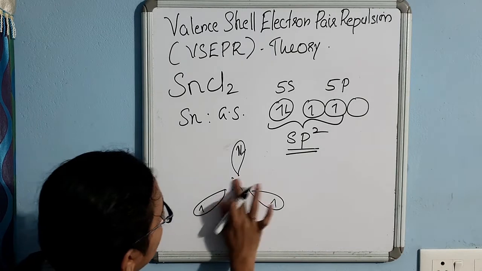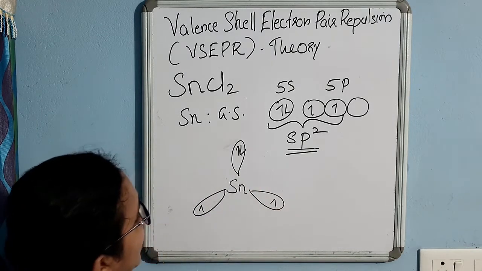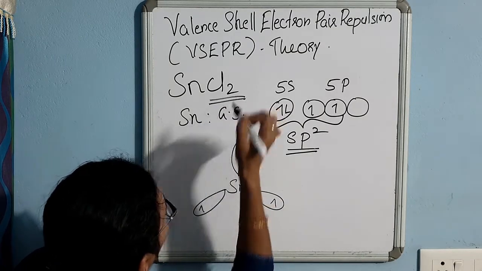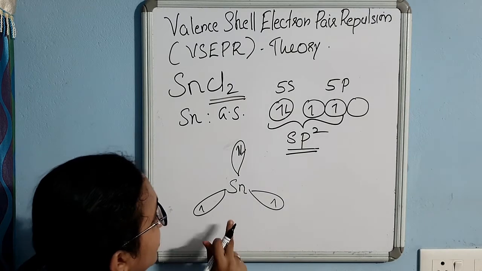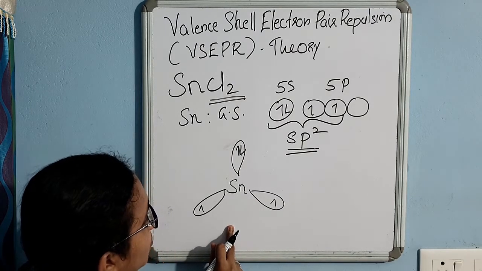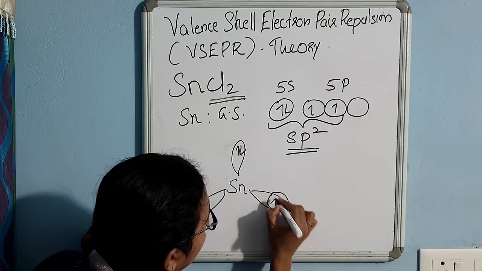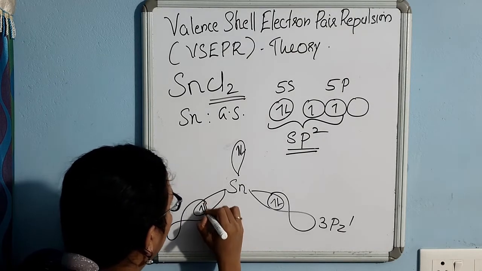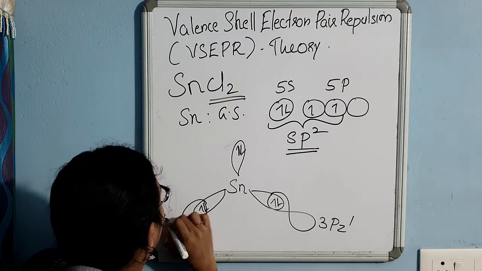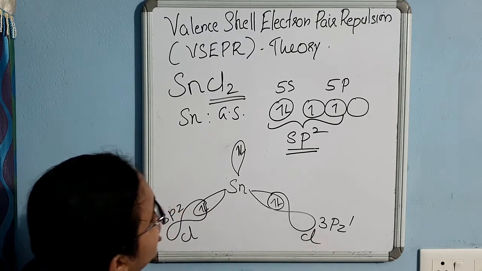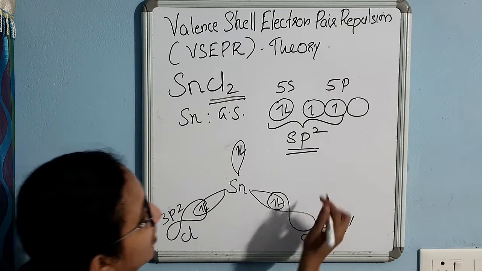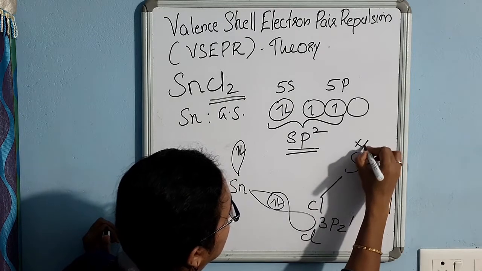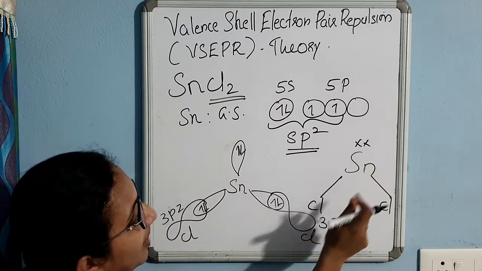So here, we know this is the tin atom. For the tin atom, we have two half-filled hybrid orbitals and we have two chlorine atoms. The two chlorine atoms need to combine with the half-filled hybrid orbitals of tin. So each chlorine atom with 3pZ1 configuration will now overlap with the hybrid orbitals of tin to form a bend geometry. We can see here, since there is a lone pair, it will have a bend shape.